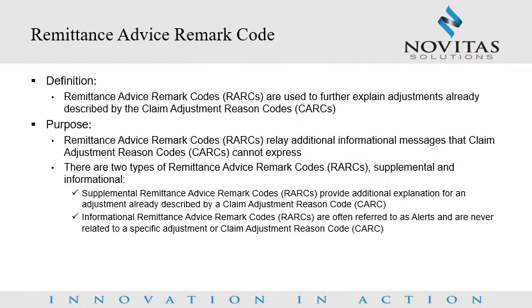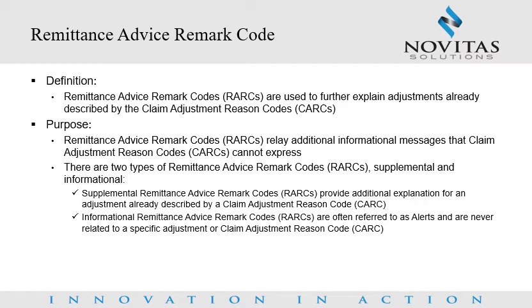Remittance Advice Remark Code. The Remittance Advice Remark Code is used to further explain adjustments already described by the Claim Adjustment Reason Code and relay additional informational messages that Claim Adjustment Reason Codes cannot express. There are two types of Remittance Advice Remark Codes, supplemental and informational. The majority of the Remittance Advice Remark Codes are supplemental. These are generally referred to as Remittance Advice Remark Codes without further distinction. Supplemental Remittance Advice Remark Codes provide additional explanation for an adjustment already described by a Claim Adjustment Reason Code.